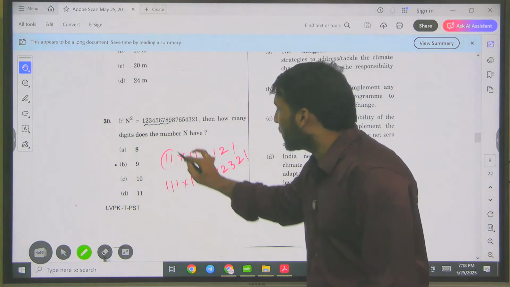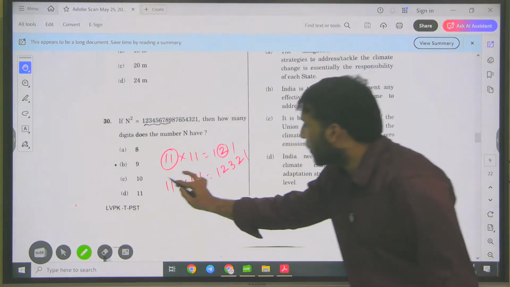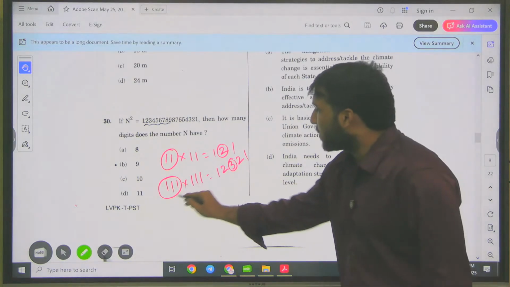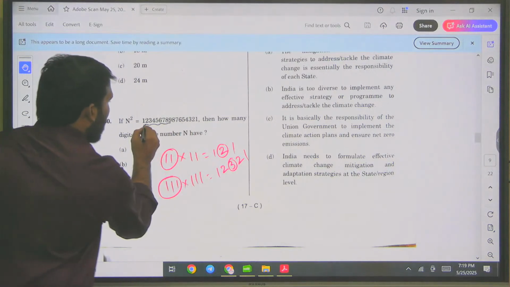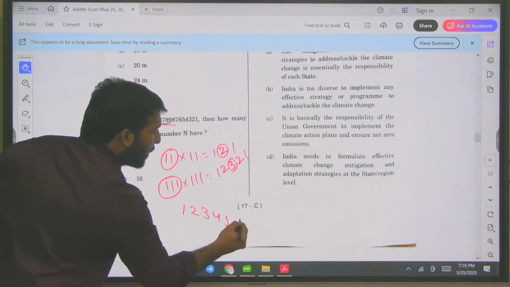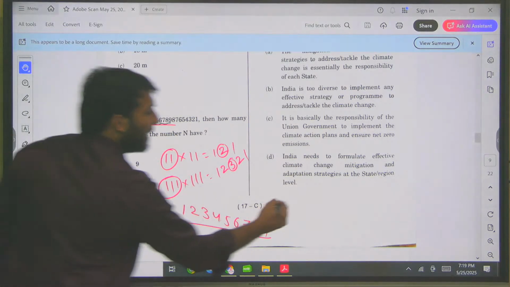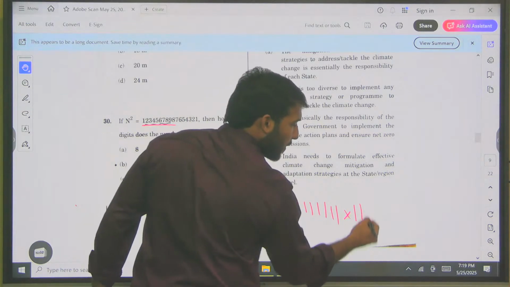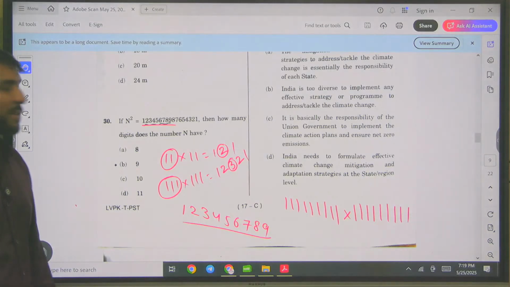So if 2 ones are there, you will be getting 1, 2 here. Yes or no? If 3 ones are there, you will be getting 3 here. It means however many ones are there, that number will be in the middle. For example, how many digits are there? 1 to 9. 1, 2, 3, 4, 5, 6, 7, 8, 9. So it means 9 digits will be there. That is your answer. So your answer will be 9.